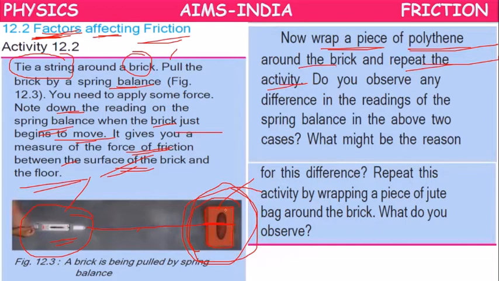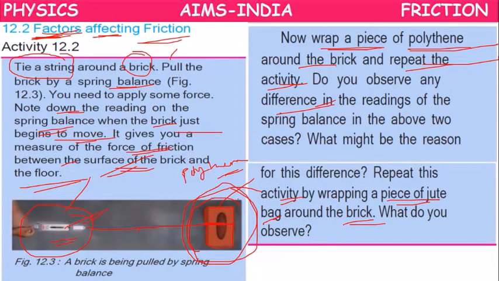So around the brick, now we have to wrap a polythene bag. Now we have to drag the brick with the polythene bag with the spring balance. Do you observe any difference, children? Or if you repeat the activity by wrapping a jute bag around the brick, and if you drag with the spring balance, will there be any difference?